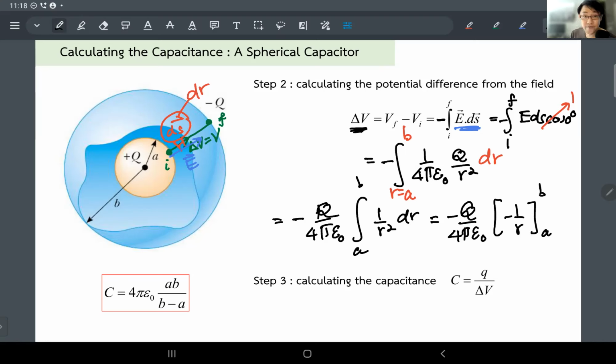Nice. And that's it, guys. So I still keep the negative sign because we kind of know that the final result is supposed to be negative. And then what you have there, you just substitute the upper limit and lower limit in there. So it's going to be 1 over a minus 1 over b. And you are pretty much done on the second step. Okay. Isn't that nice? That's not too bad.